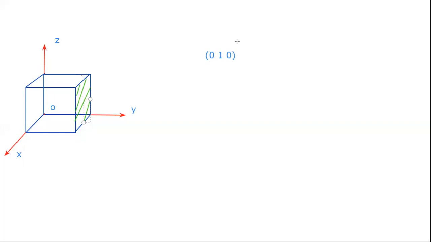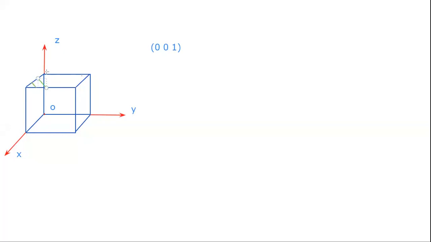Anybody having any doubt? No, sir. Okay. Then how do you draw this 0 0 1 plane? You can draw in your notebook. So X is 0, Y is 0, Z is 1. That means which side is there? Upper side. So this is the upper top face.